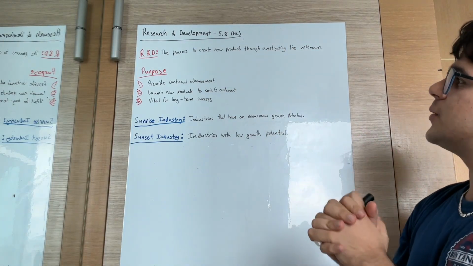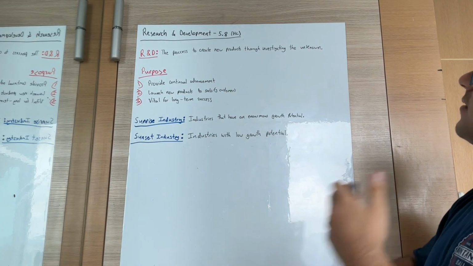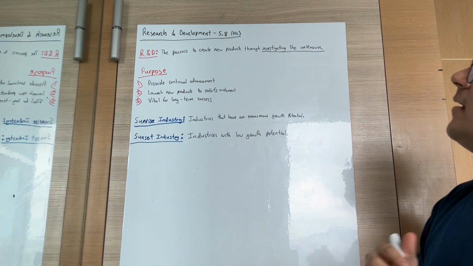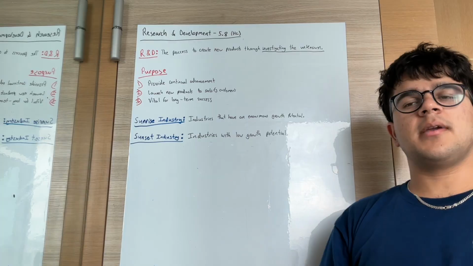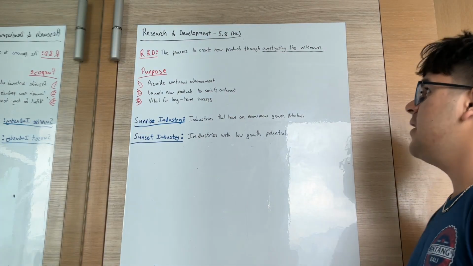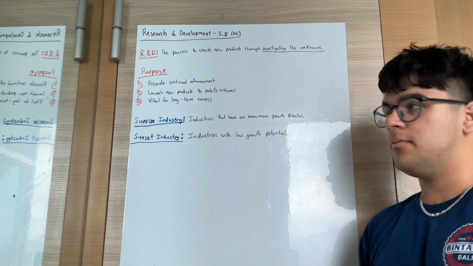What is actual research and development? Research and development is the process to create new products through investigating the unknown. It is this idea of data analysis, gathering data, doing experiments, evaluations, all of this stuff to create new products, while investigating what you don't know.